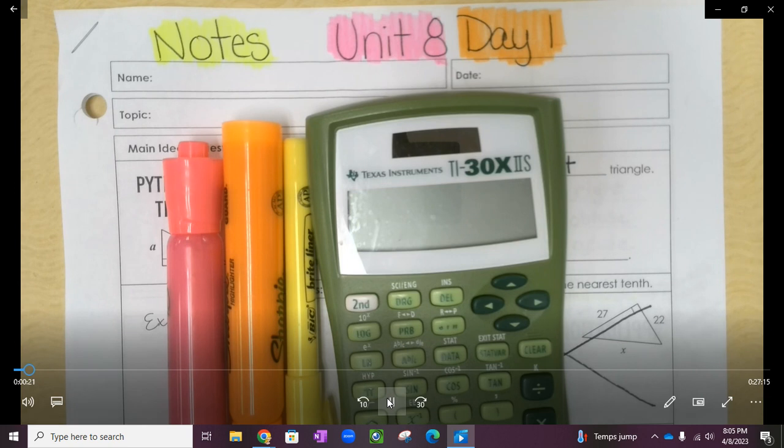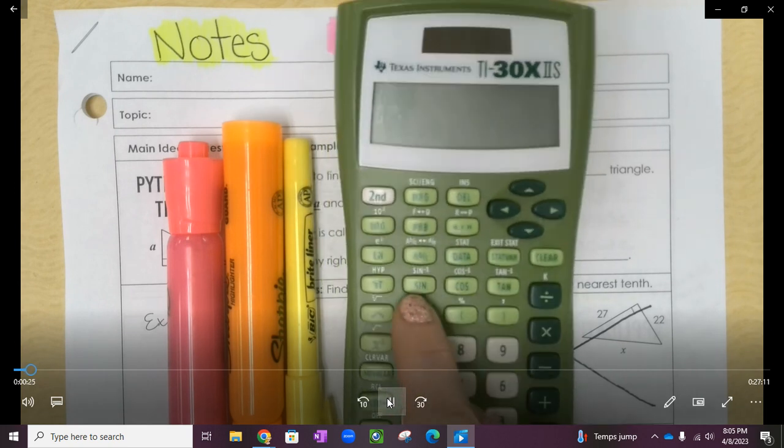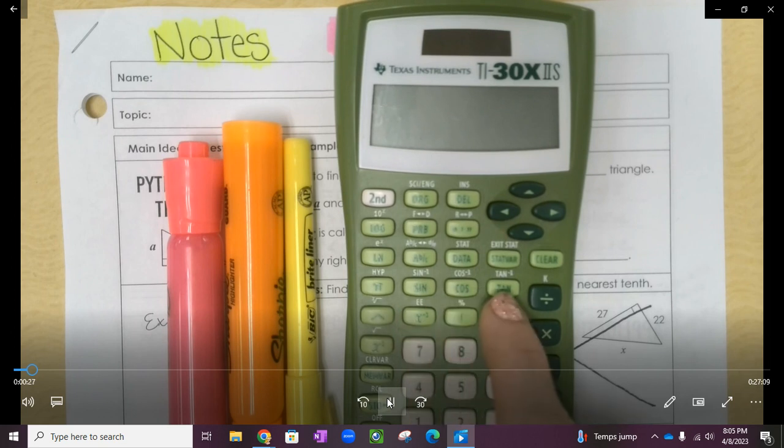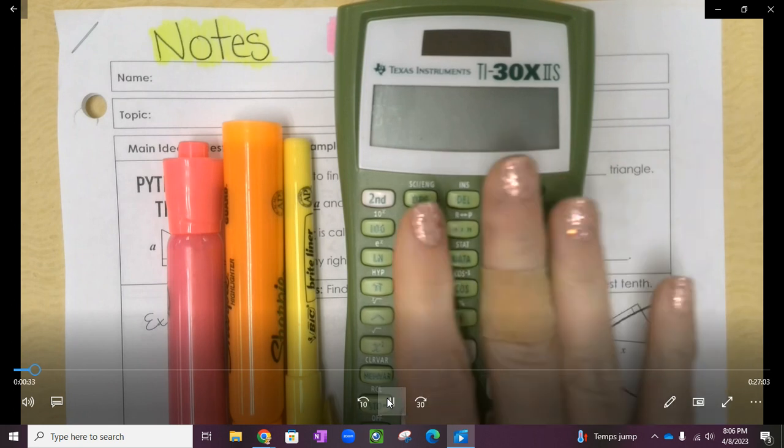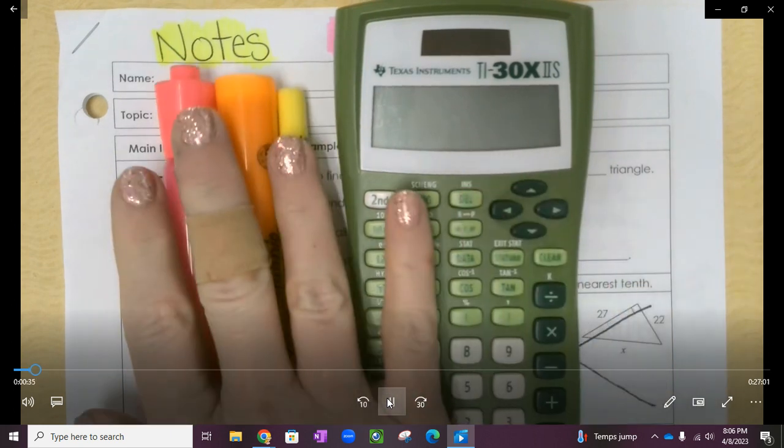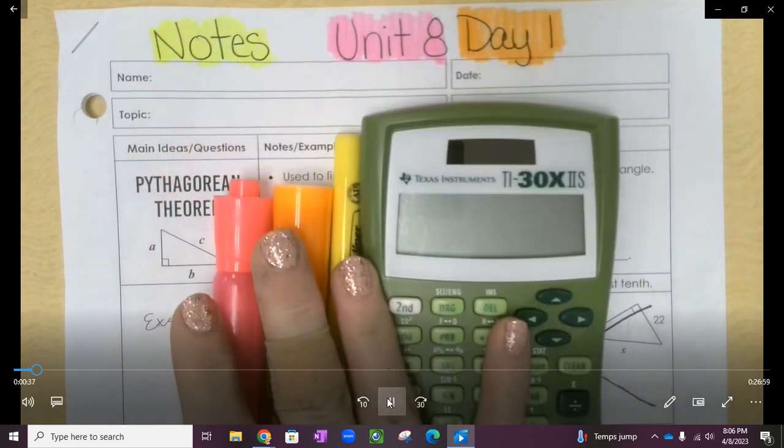You do have to have a calculator to do trig, and you guys have to make sure your calculator has the sine, cosine, and tangent keys on it. You don't need that for today's notes, but for tomorrow, the next set of notes, you do. So you do need your calculator. You need 3 highlighters for today, and you need your notes.